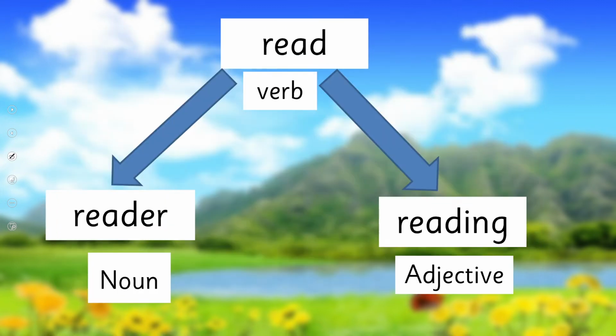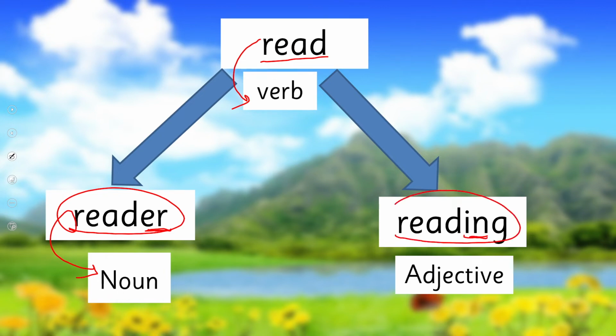You see, here it is. Read. We know it's a verb. When I add er to this verb, it becomes reader, and reader is a noun. Right? When I add ing, it becomes reading, and reading at a time is a verb as well as an adjective. If I say, these are my reading glasses, so this reading becomes adjective for this sentence.